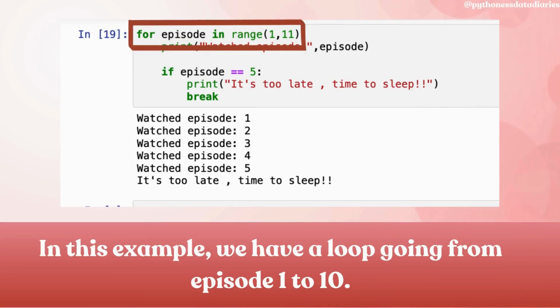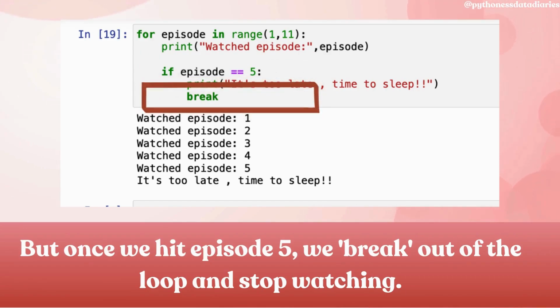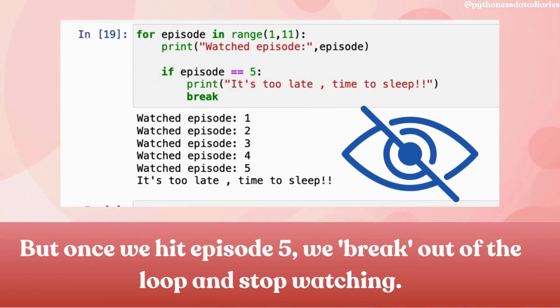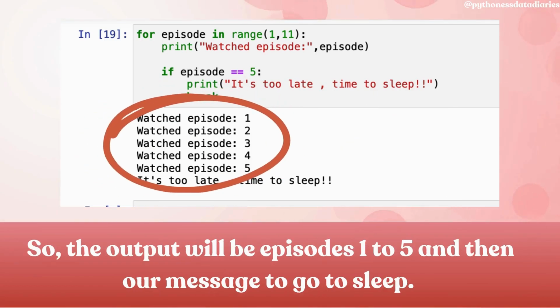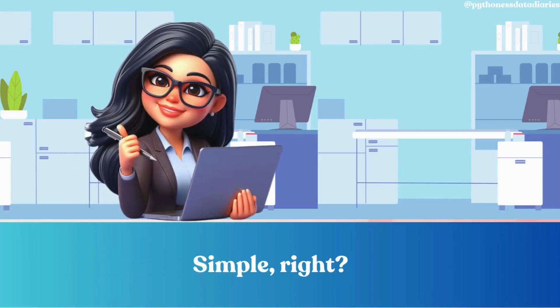In this example, we have a loop going from episode 1 to 10. But once we hit episode 5, we break out of the loop and stop watching. So the output will be episodes 1 to 5 and then our message to go to sleep. Simple, right?